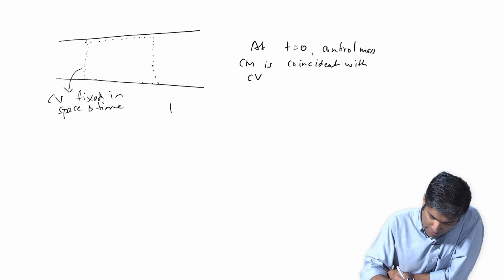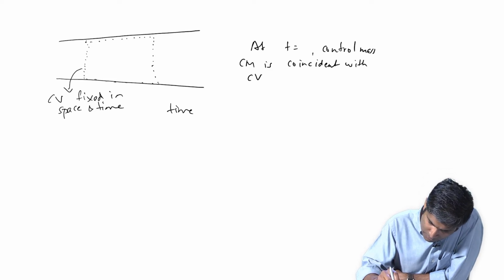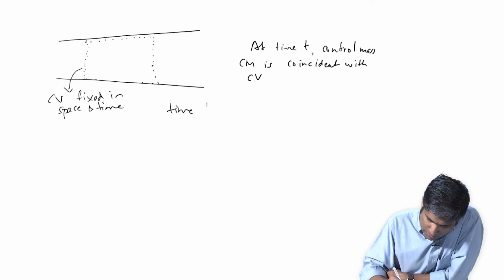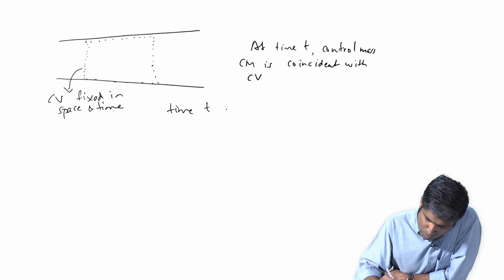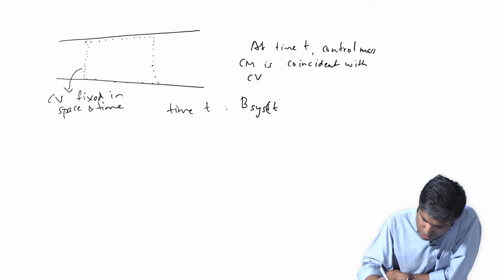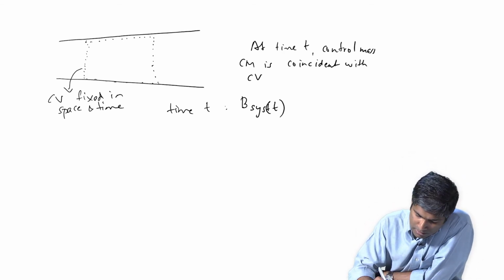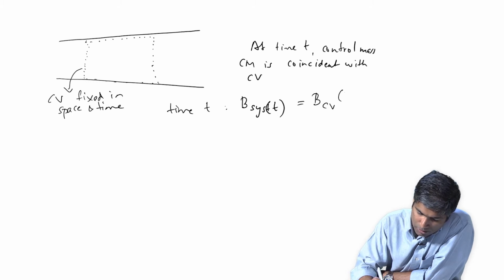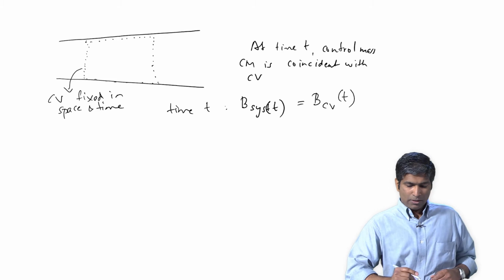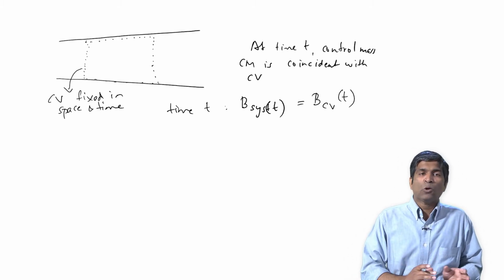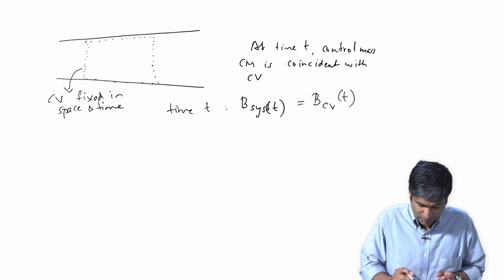So I can say at time, let's make that at time t so that we make it more general, my system property is the same as my control volume property. System refers to the control mass. So my B for the system is the same as the B for my control volume. Now let's say at time t equals delta t, that whole mass moves forward with some velocity v.